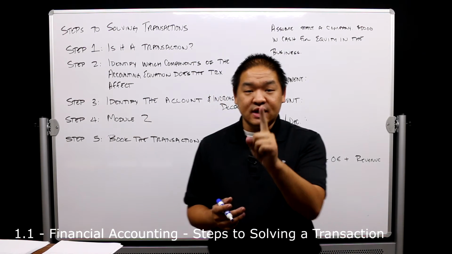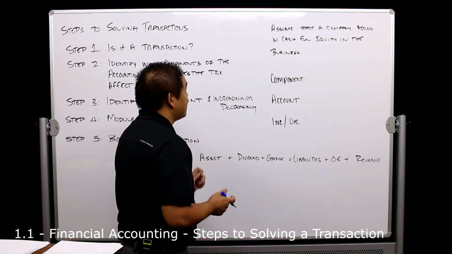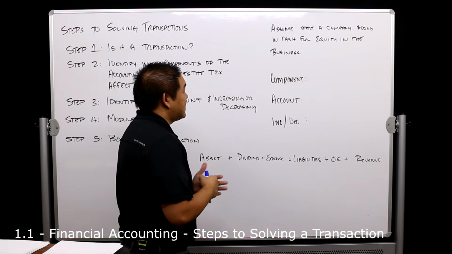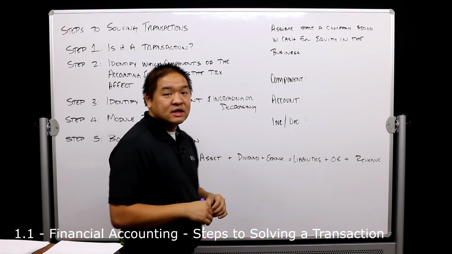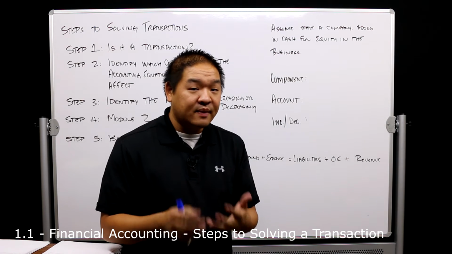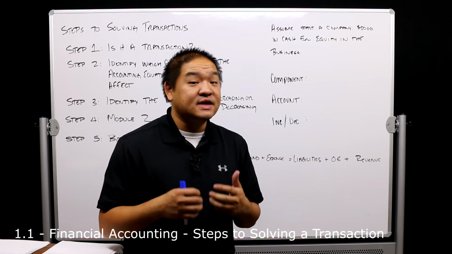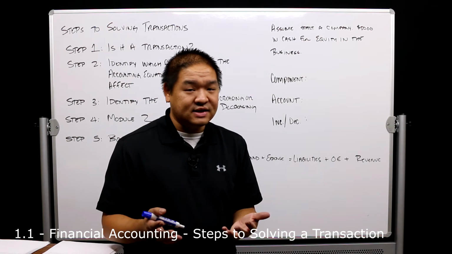So to get us started, we're going to start with this example right here. Assume that we want to start a company. We take $5,000 in cash and put it into the company for equity into the business. So the first question is, is that a transaction? Well, we are giving the company $5,000, which means it is a transaction because the company is getting some type of asset at the end of the day.